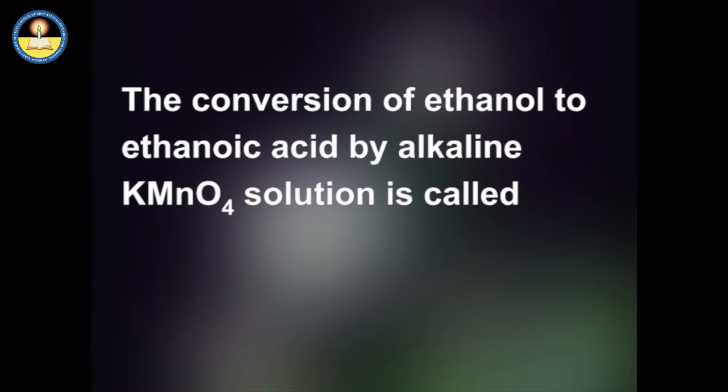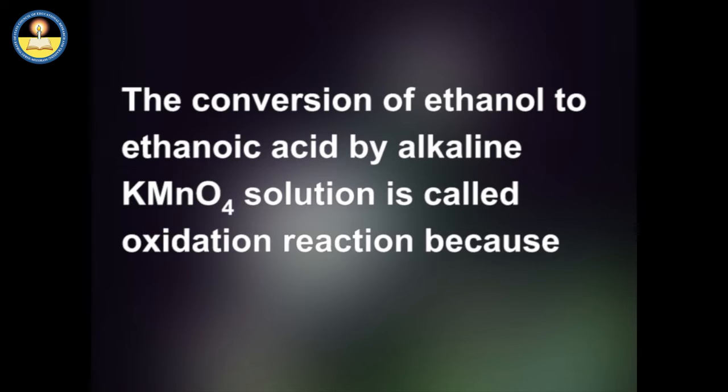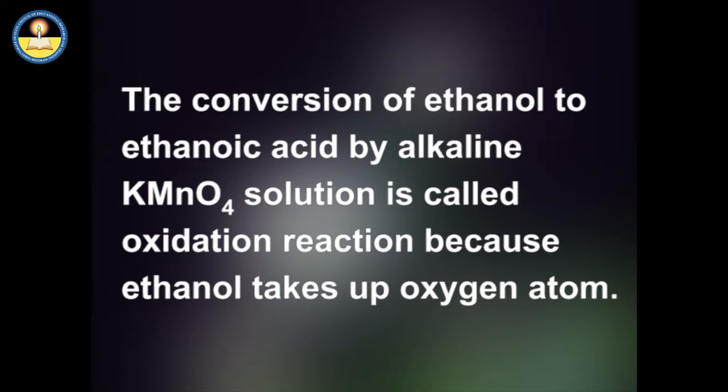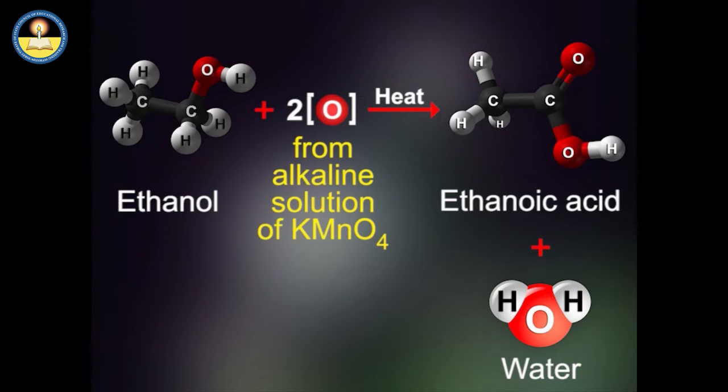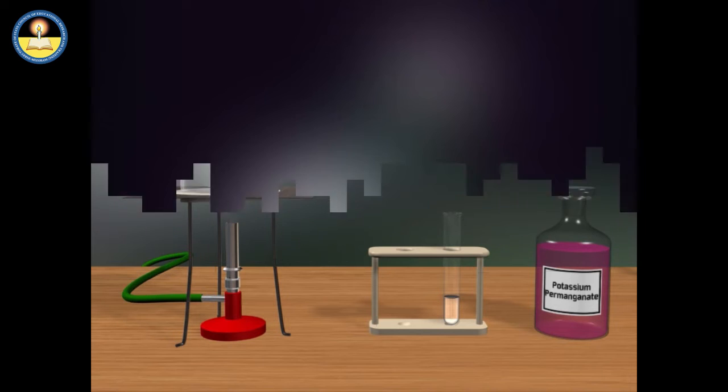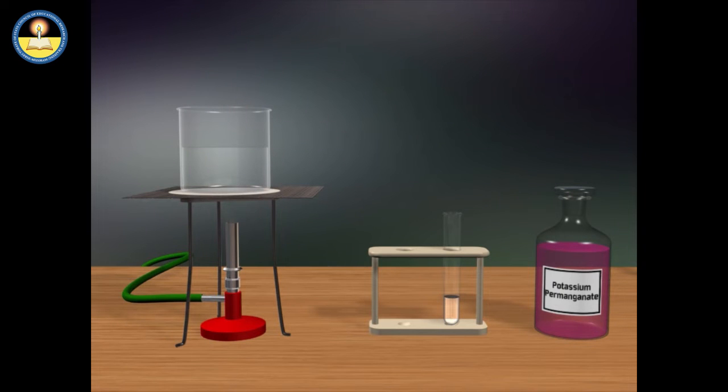The conversion of ethanol to ethanoic acid by alkaline KMnO4 solution is called oxidation reaction because ethanol takes up oxygen atom. Observe that the final product has more number of oxygen atoms than the reactant. Let us perform an activity to understand it better.